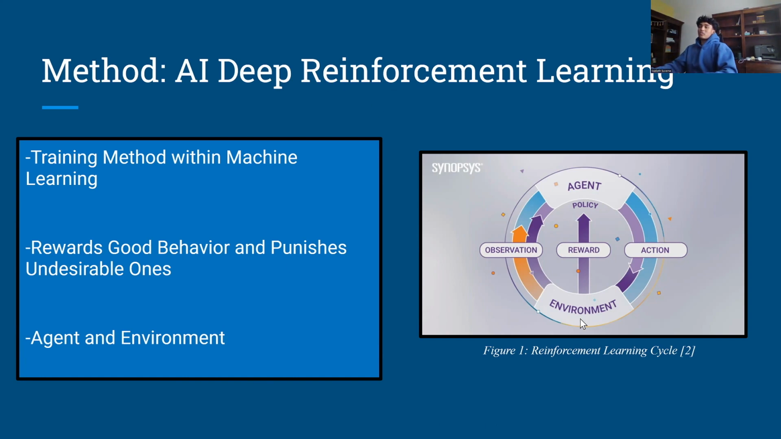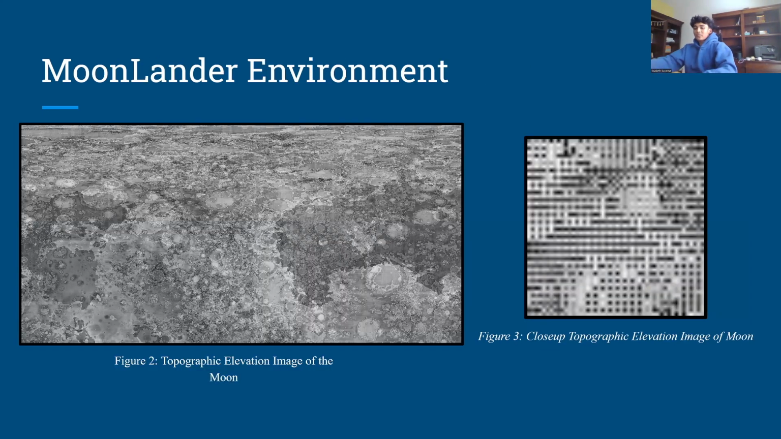We have our agent, we have our environment, and the first thing the agent does is make an observation within that environment. Based on this observation, it will take an action which it predicts will be the best. Based on this action taken, we reward it with positive or negative feedback to let the agent know if that action was good and it should keep doing it, or if it's bad, it should do something else. And this is basically how the agent learns.